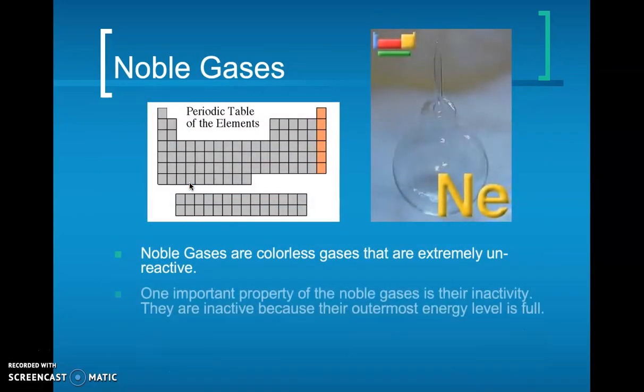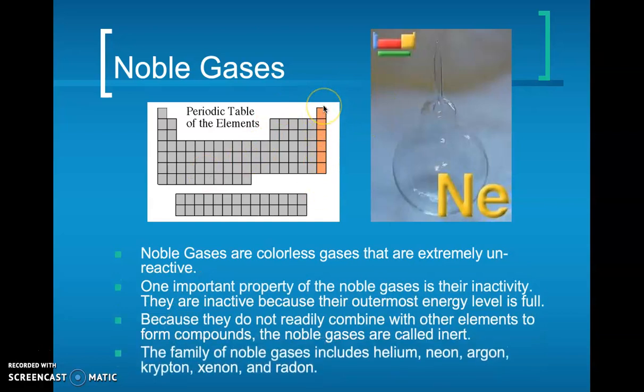The noble gases then are the very last column here. Noble gases are colorless gases that are extremely unreactive. One important property of noble gases is their inactivity. They are inactive because their outermost energy level is full. Because they do not readily combine with other elements to form compounds, the noble gases are called inert. That means that they don't bond with other things. The family of noble gases includes helium, neon, argon, krypton, xenon, and radon. All noble gases are found in small amounts in the Earth's atmosphere.